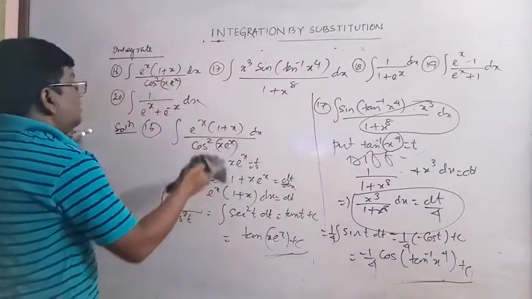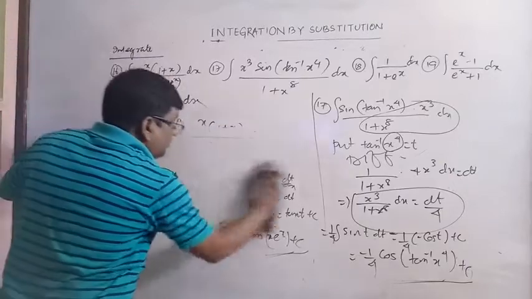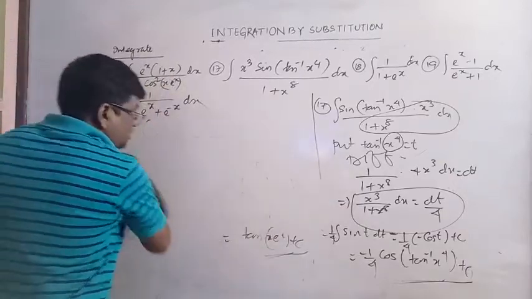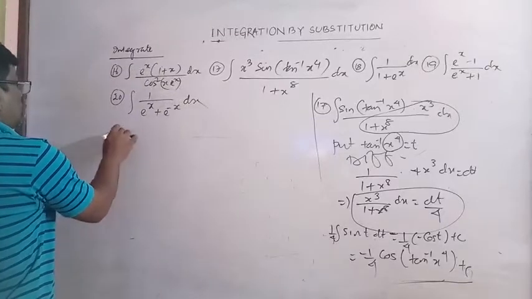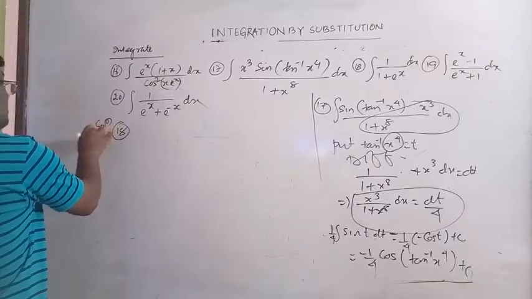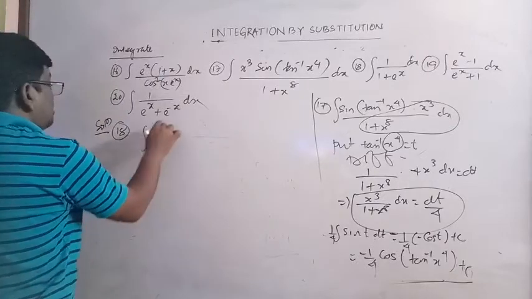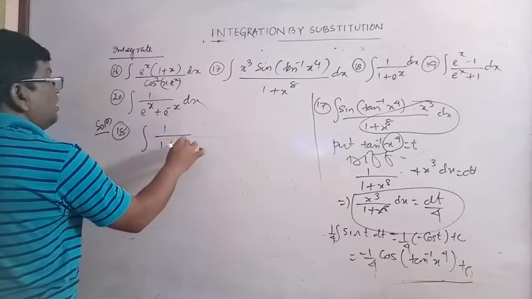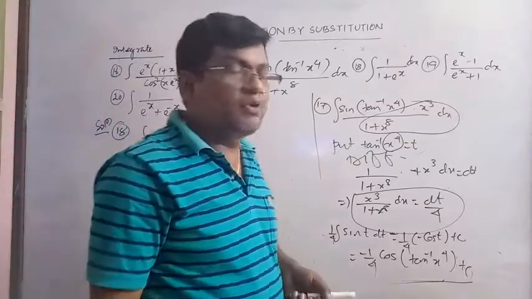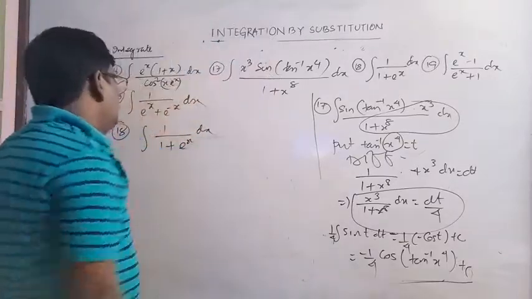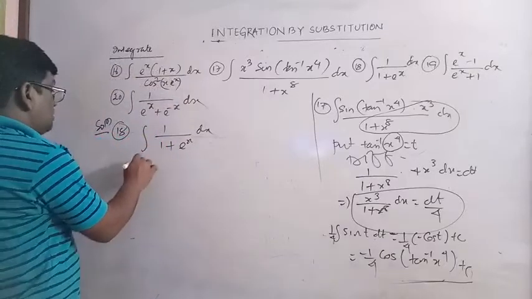Work it out. Question number 18. Now, the solution of question number 18: integration of 1 by e to the x dx. These are problems from the NCERT book. So let us balance this.